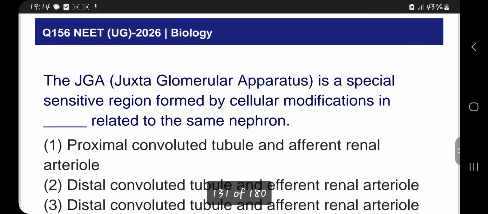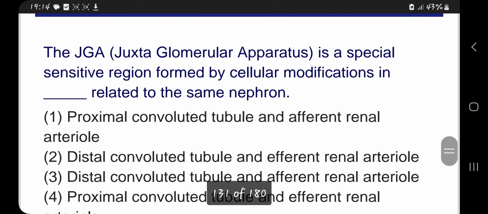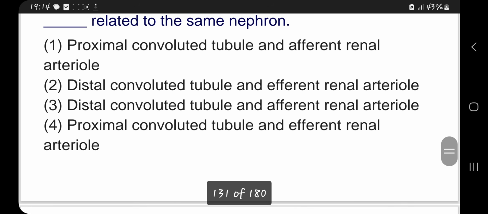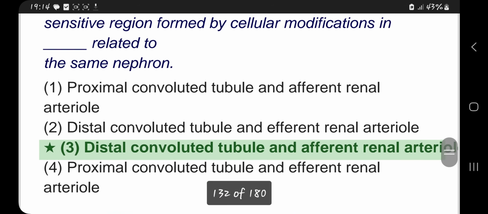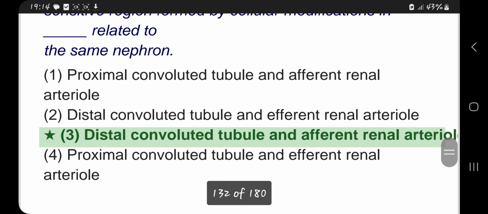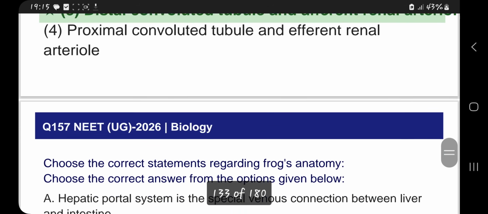The JGA, juxtaglomerular apparatus, is a special sensitive region formed by cellular modification in dash related to the same nephron. Cellular modification in proximal convoluted tubule and afferent renal arteriole, or distal convoluted tubule and efferent renal arteriole. The answer is a direct, straightforward one: distal convoluted tubule and afferent renal arteriole. That is the juxtaglomerular apparatus. They have DCT and ARA, afferent renal arteriole.